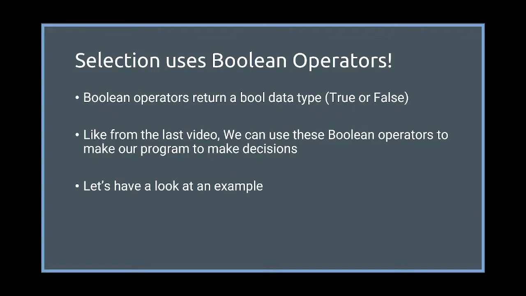Selection uses Boolean operators. Boolean operators return a bool type of either true or false. Like in the last video, we can use these Boolean operators to make our program make decisions and choose what to do. So let's have a look at an example.